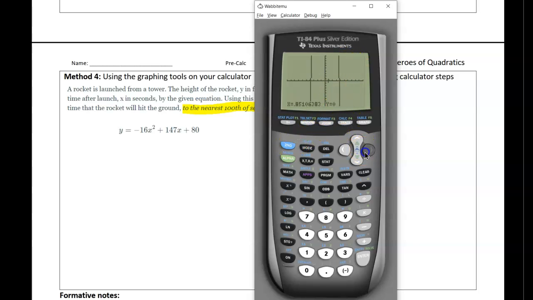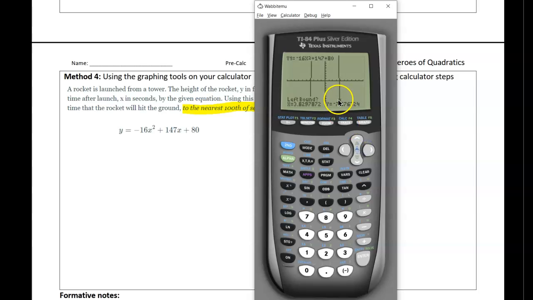I can move my cursor over there to find it, but that's not super precise, right? And we want the nearest hundredth of a second, and that's pretty precise. So I'm going to actually tell my calculator to find that for me. I'm going to hit second, calc, 0, and then left bound and right bound. This is a little bit tricky, so I need to pick a value that's pretty close to each of these, but on either side, right?